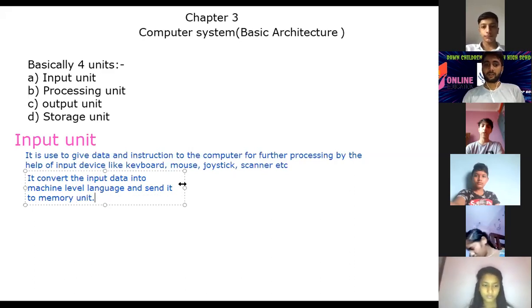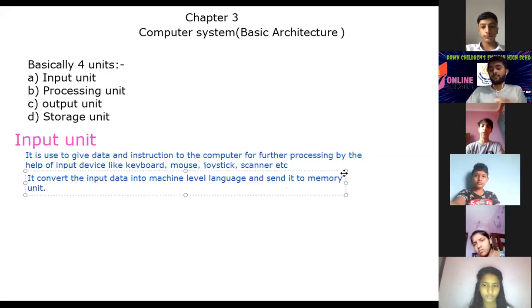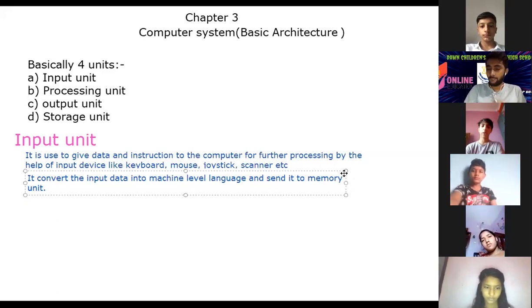That means what is another task of the input device in the input unit? Those data which we are giving from our input device, that data will be converted into machine level language, that means in binary form, in the form of 0 and 1. That is done by what? Input device. Okay, after that, the data will be sent to the memory unit, that means to RAM. Understanding? This I told you in our previous class also.